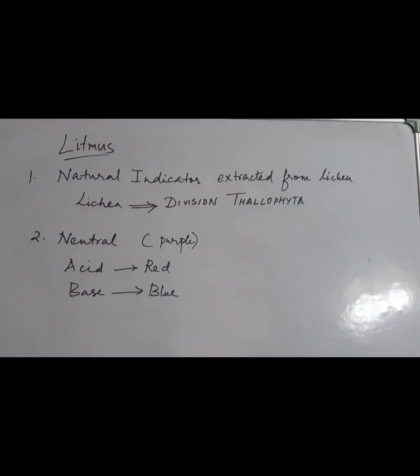So till this you need to know. We'll discuss some other natural indicators also. There are various other natural indicators. First one is litmus, and then you have turmeric or haldi. Then you have red cabbage. So these are certain natural indicators, so let's see about them also.